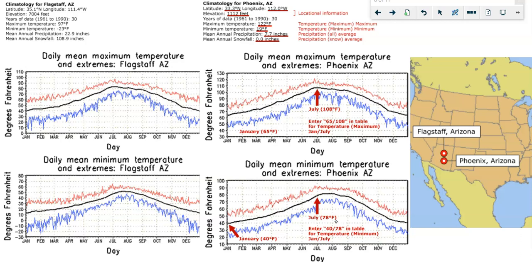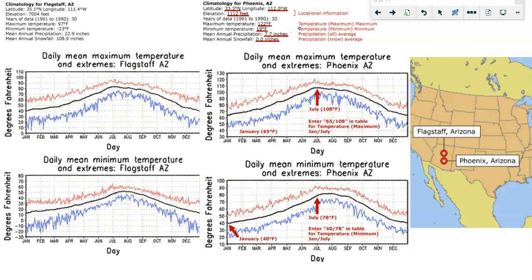They're pretty similar to each other. Let's look at precipitation here. So the mean precipitation in Flagstaff, that's just average precip, is about 23 inches, whereas only 7 inches in Phoenix. So what's going on there? Well, let's try to analyze the difference in temperature and precipitation.